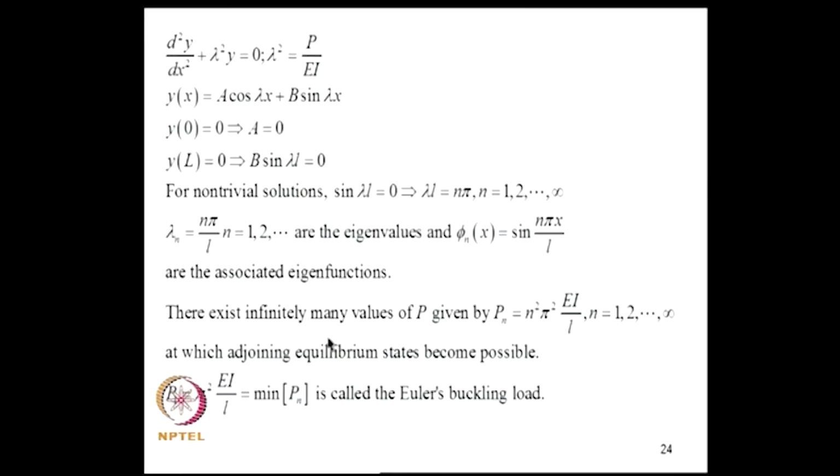There exist infinitely many values of P given by Pn equal to n square pi square EI by L, n equal to 1 to infinity, at which adjoining equilibrium states become possible. The lowest value of P for which such adjoining equilibrium states are possible is called the critical load, and it is called the Euler's buckling load.